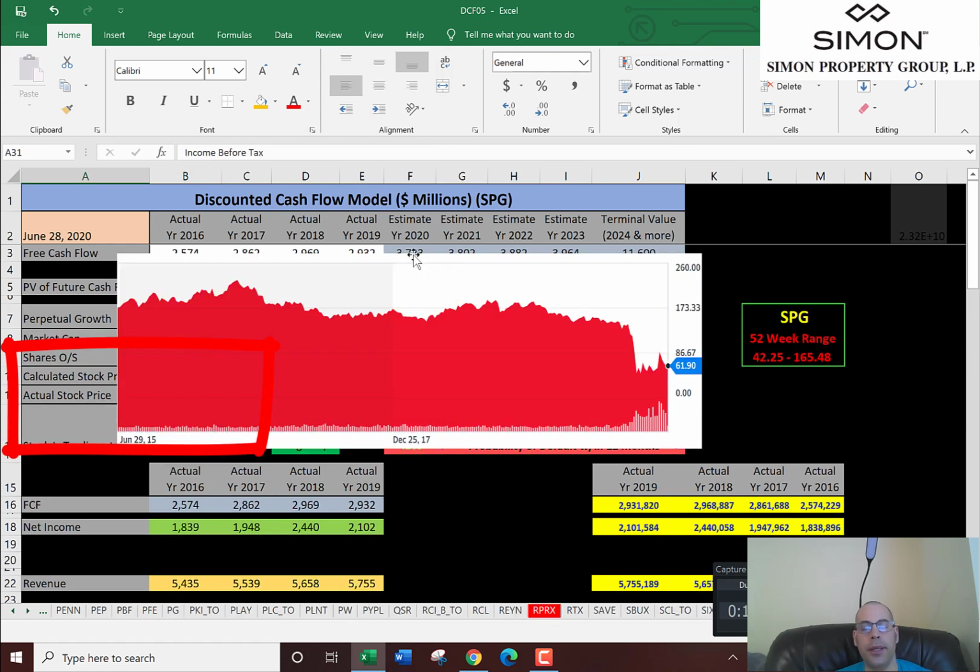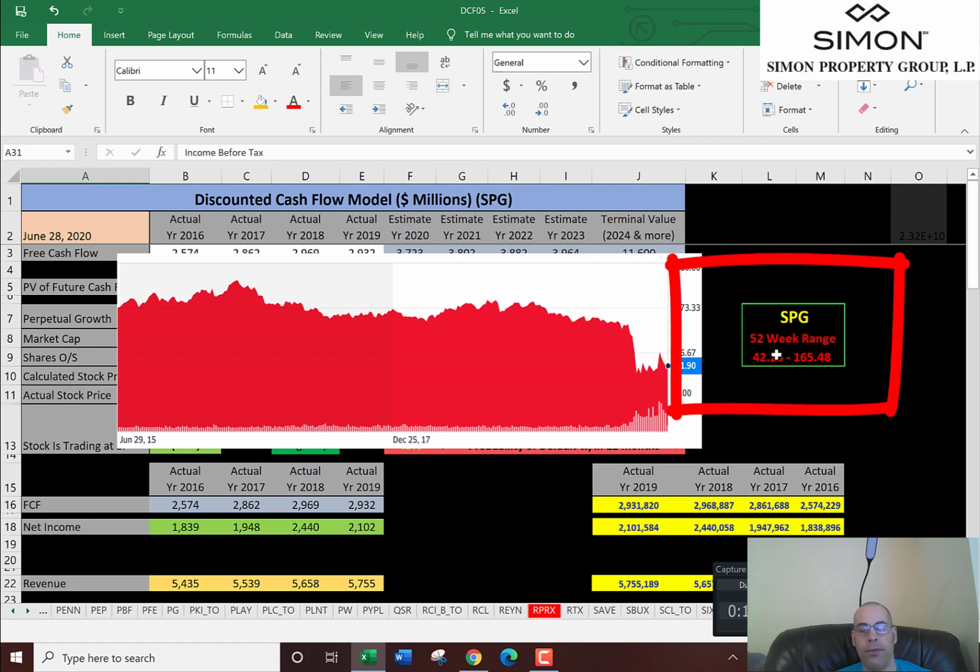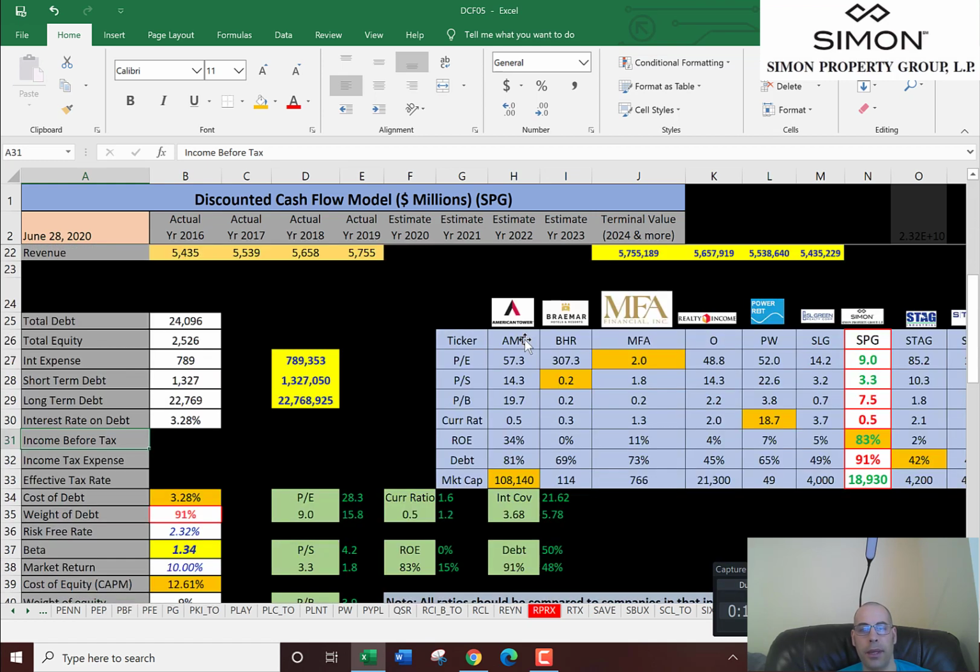So you can see the stock price has traded well above intrinsic value. Looks like it was close to $200 a few years ago. The 52-week range was between $42 and $165, so it has a pretty wide range. I think most stocks are at a pretty wide range this past 52 weeks because of how volatile the market was with coronavirus. Let's look at the financial ratios of the company.